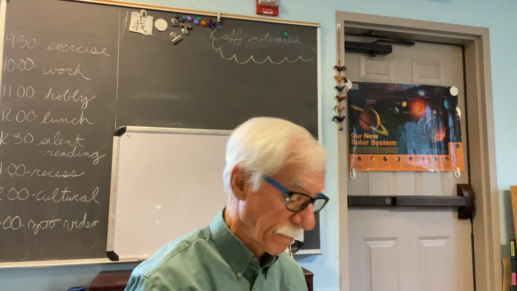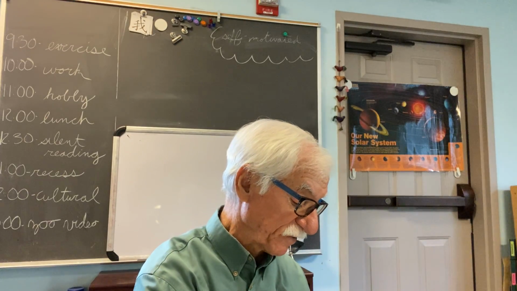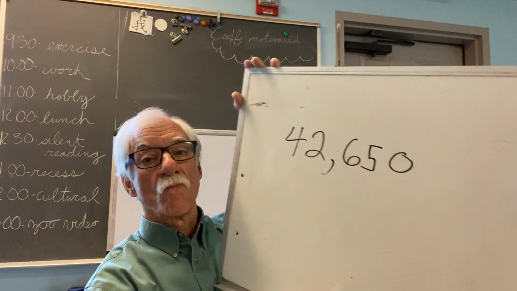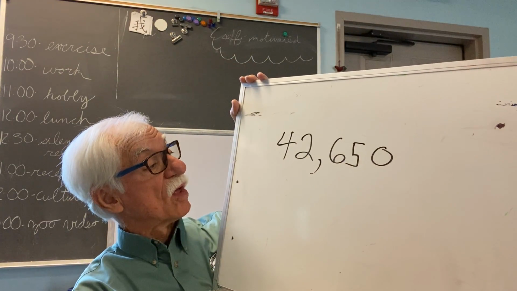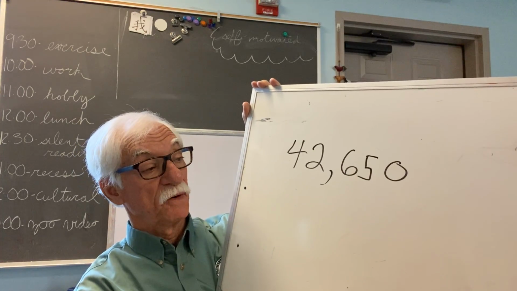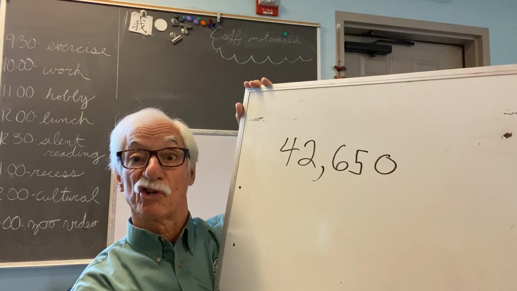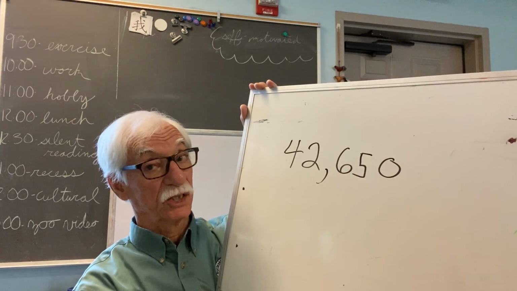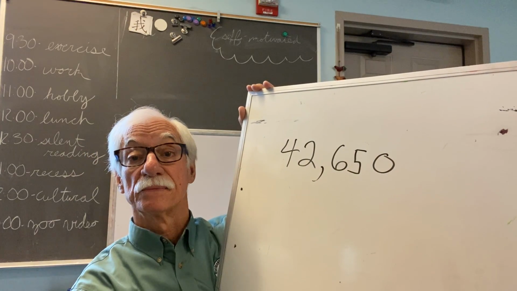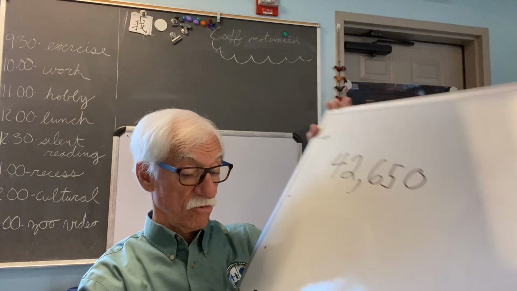42,650. Write it down. 42, then I have to say the family, 650. How many units in the simple family? 0. Do I have to have that 0 there? I sure do. Got to hold that place value. Otherwise, it would be 4,265. If you got it right, give yourself a check. Got it wrong, write it right.